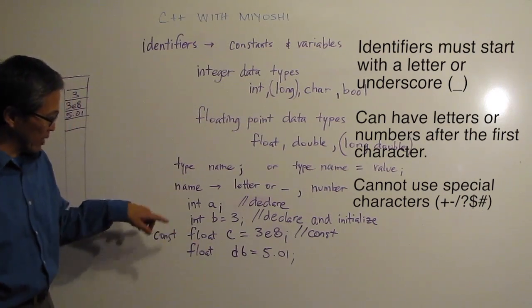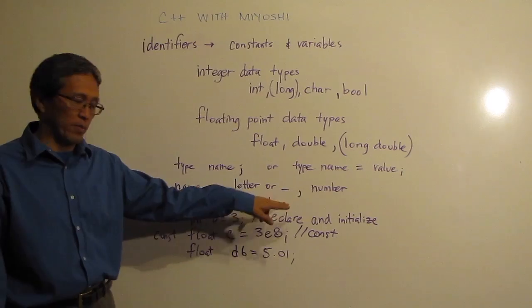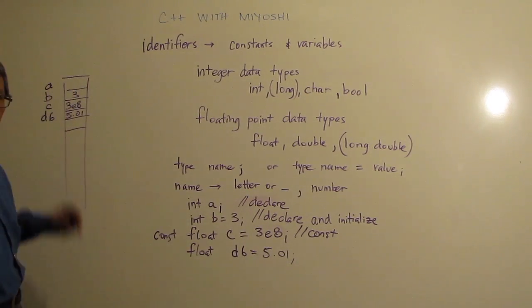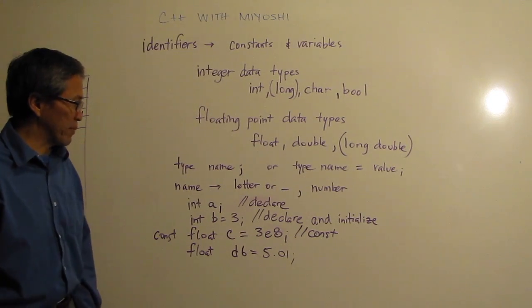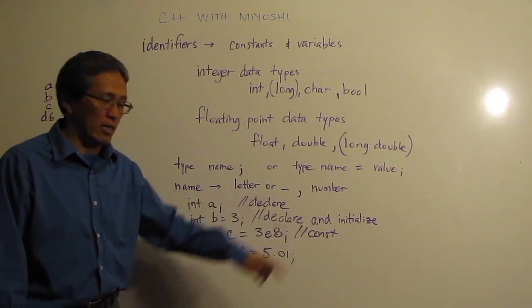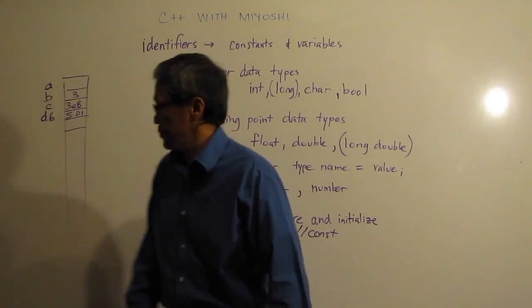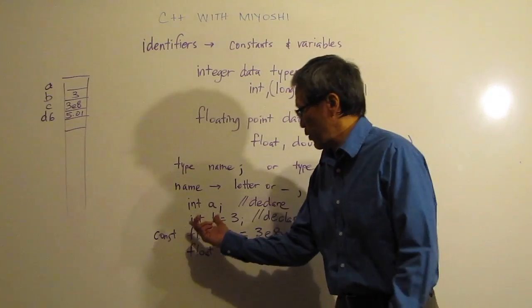So here's a couple examples. I have int a, and that's just int a semicolon, and that's just declaring my variable. Again, what it does is it sets aside a memory location in my computer. Int b is assigned the value 3.